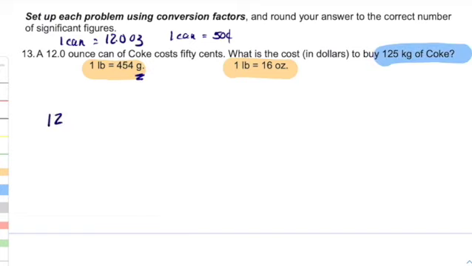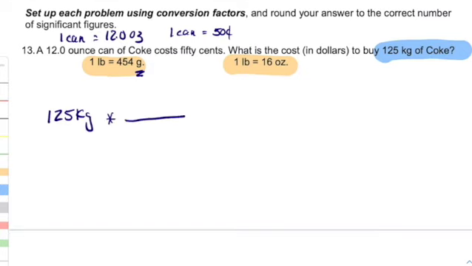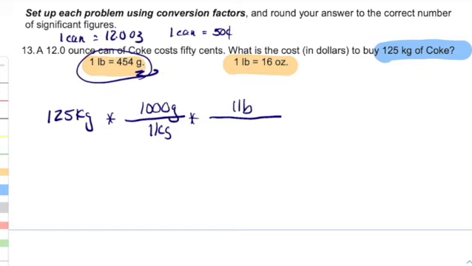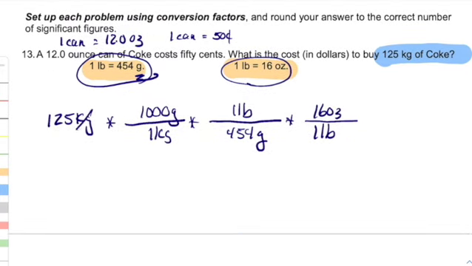So we're going to start with 125 kilograms of Coca-Cola. And I'm going to use the metric prefix as a conversion. 1 kilogram is 1,000 grams. And now I can use this conversion. 1 pound is 454 grams. Then I'll use this conversion. The order of the conversions, every problem is unique. You have to arrive at your logical sequence as you go through. But you have to make sure that as you're walking through, kilograms cancels, grams will cancel, pounds will cancel, and now we have it in terms of ounces.